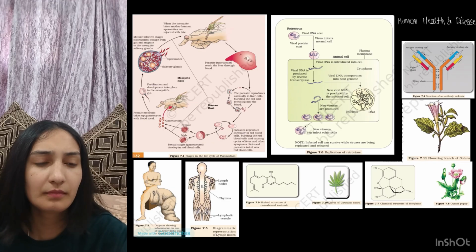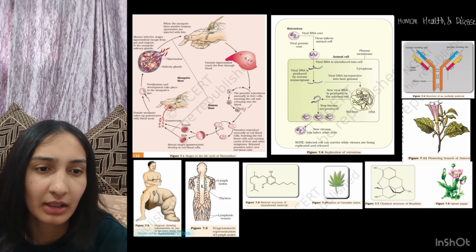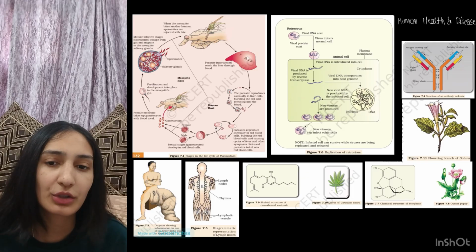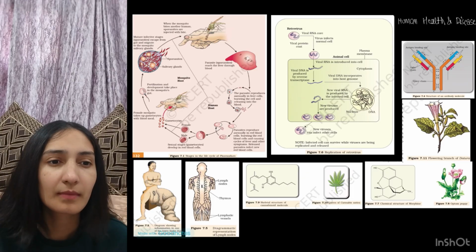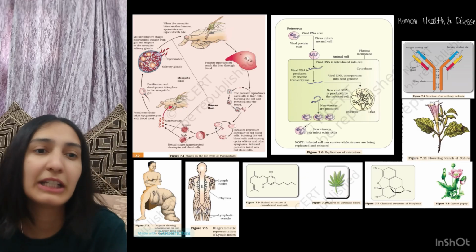Then figure 7.6 depicts the replication of retrovirus. Okay. Then figure 7.7 is the chemical structure of morphine. Next is figure 7.4, which shows the structure of an antibody molecule.